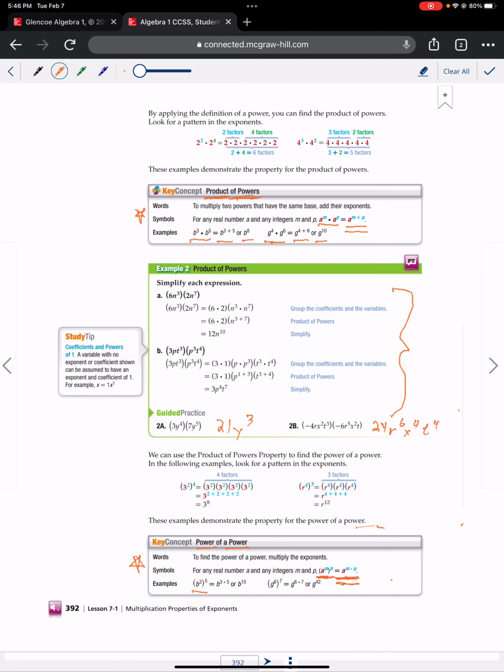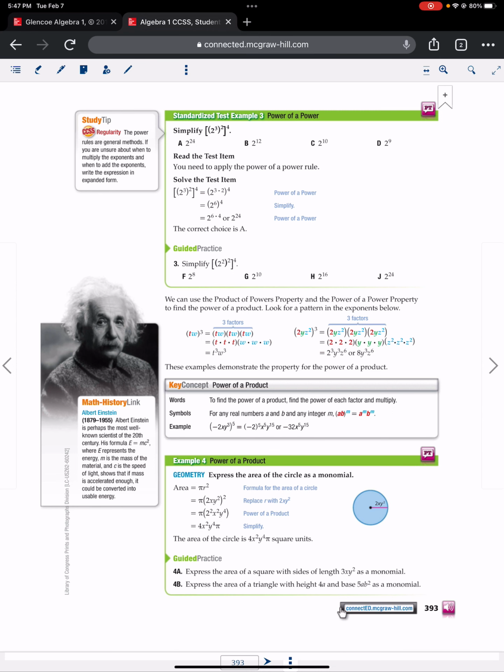So b to the third raised to the fifth is b to the 3 times 5, or b to the 15th. Same with the second example, g to the 6 times 7. I multiply 6 times 7 and I get g to the 42nd. I'll let you go ahead and go through that. And if you want to simplify this one right here, that answer is H.